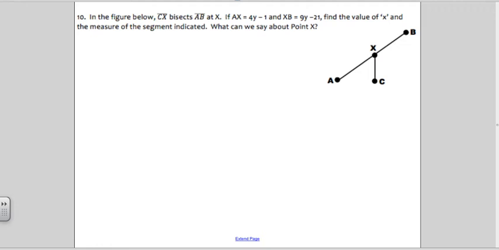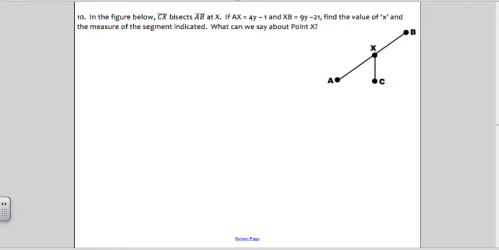Okay. Next, we have the figure with those lines, and it says segment CX bisects AB at point X. And then it gives us some algebraic expressions. Okay?